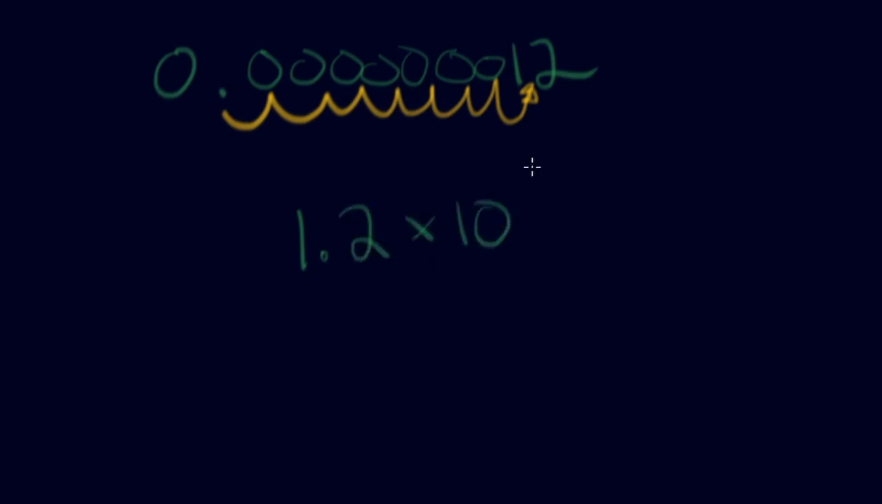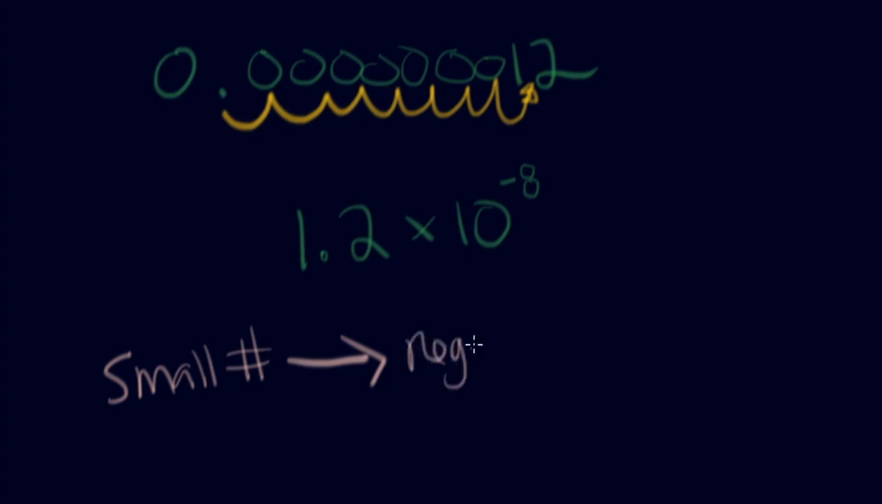Now if I said to the 8th, I can understand that. But ask yourself, is this a big number or a small number? It's a small number. So it's times 10 to the negative 8. So there's some rules I could teach you, but let's just put it into kids' perspectives. If it's a small number, and I think we can all agree that 0.0000000012 is small, you get a negative exponent on that 10.